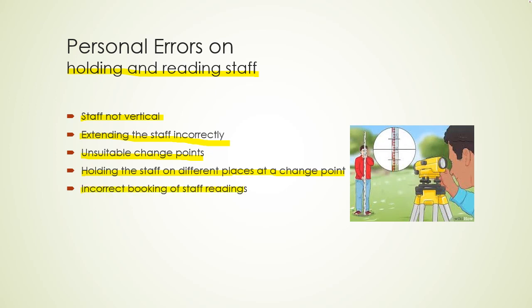Incorrect booking or staff readings. The wrong reading or writing of the results is a common error. You should take the reading at the center of the telescope. The center crosshair here will be the elevation of the point. It's not the stadia hair, so you need to take the reading at the center crosshair.